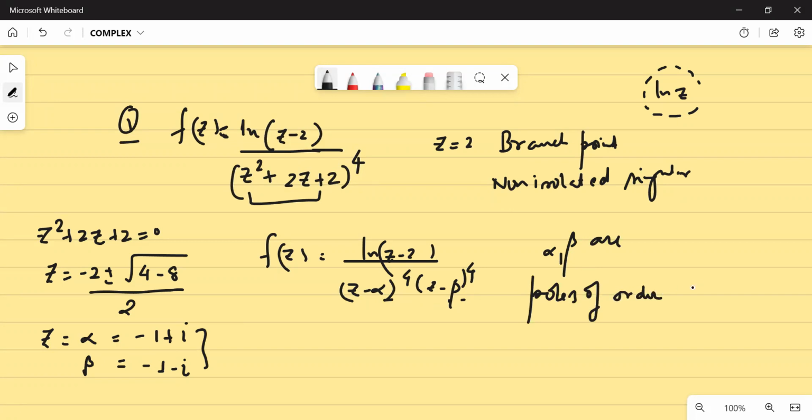You can simply verify them by the same thing that I did above. Simply multiply it with (z minus alpha) raised to power 4. Let me do it also. If I'm saying this is a pole of order 4, then what am I supposed to do? I'm finding the limit z tends to alpha, (z minus alpha) raised to power 4 into this entire thing.